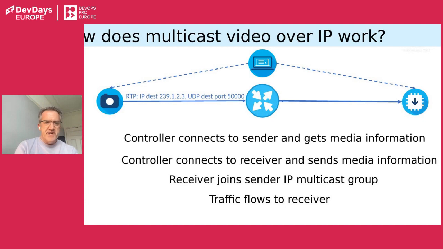The challenge is the receiver needs to find the camera. There are various different ways you can do that, but the common way in the studio environment is that you have a controller. The controller basically connects to the sender of the video and says, okay, what media information have you got? It then connects to the device it wants to receive, tells it what it needs to get, and then the receiver, in this case, would join an IP multicast group and the traffic would flow.